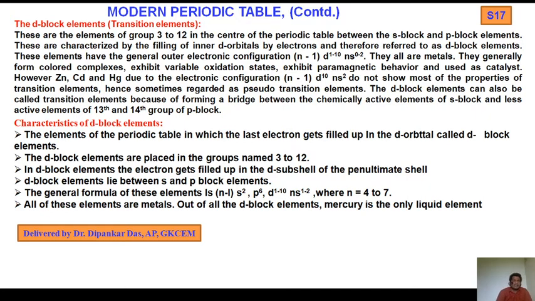So from this slide we came to know the general structure of D block elements and the groups they span, starting from group 3 and ending at group 12. These are all metals, and only mercury is liquid.